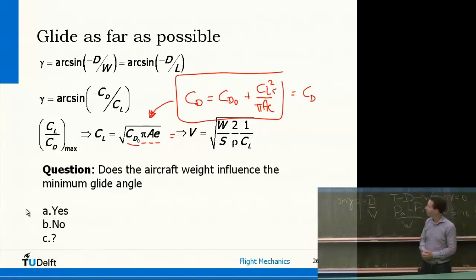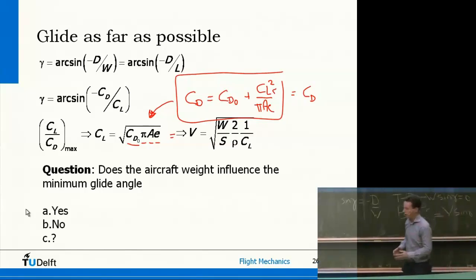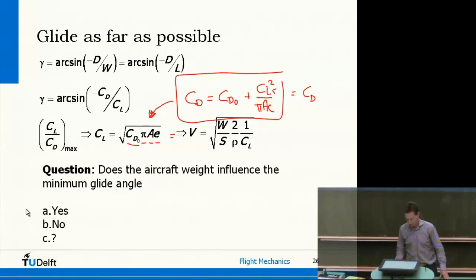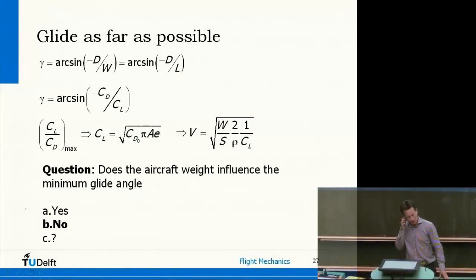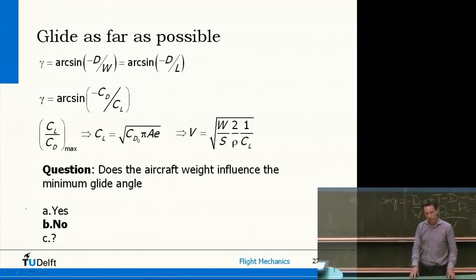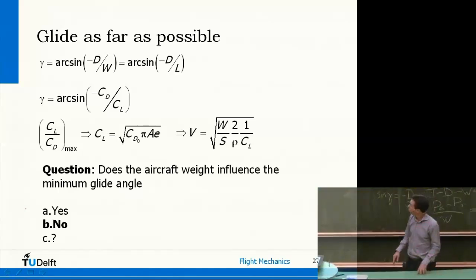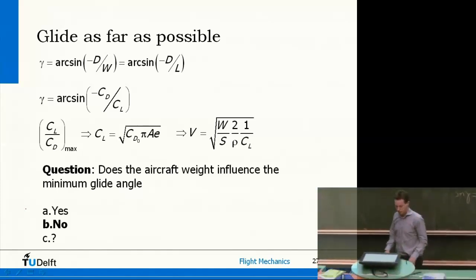Okay, well then, that's good then. I think B was a little bit more people here, and that's the correct answer. You can see it from the equation straight away, that gamma, the angle, does not depend on the aircraft weight. But that is a bit curious. So the question is, what does the aircraft weight do then?